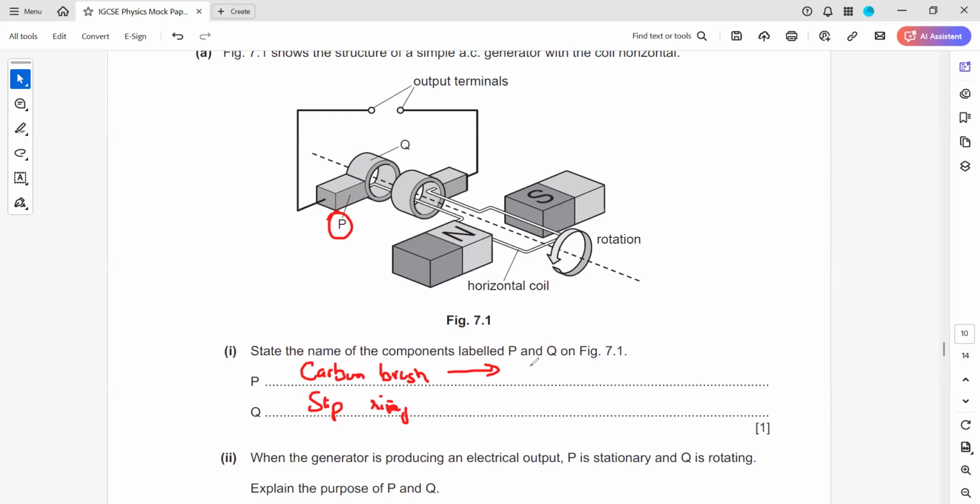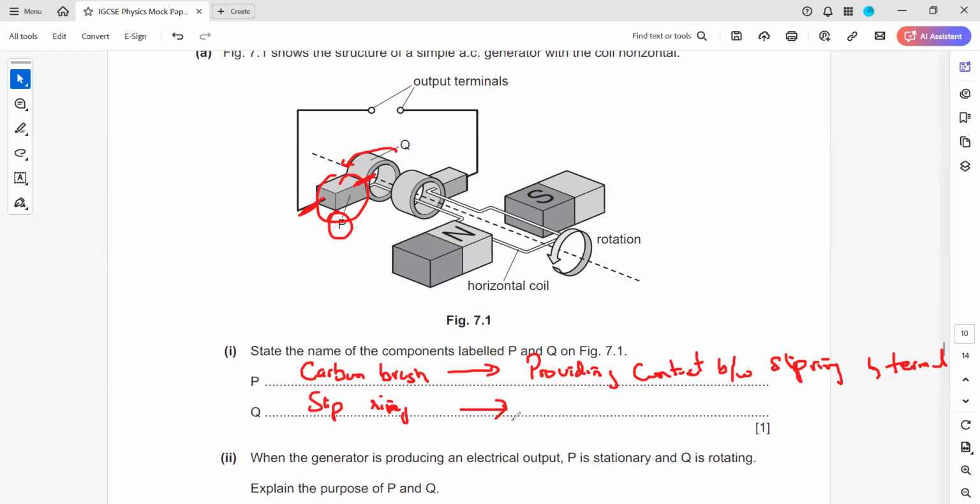Carbon brushes are actually providing a contact between the slip rings and the output terminals. These are the carbon brushes. So there will be a connection between the slip rings and the output terminals. That's why the carbon brushes are there and they remain stationary. But the slip rings continuously move and rotate.